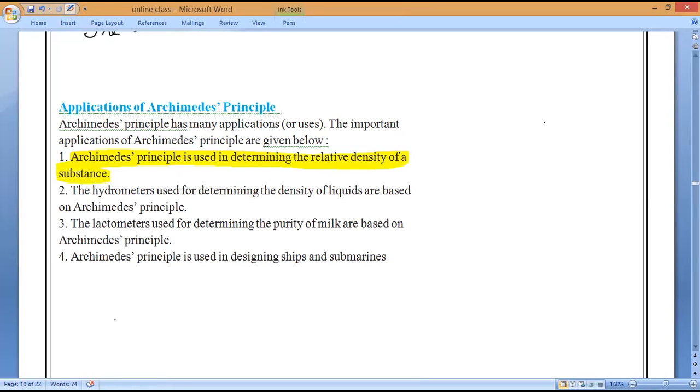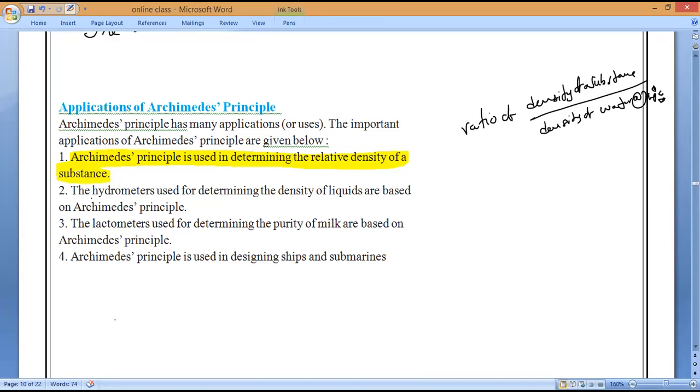It is the ratio of the density of a substance divided by the density of water at 4 degrees Celsius. Density of water at what temperature? 4 degrees Celsius.